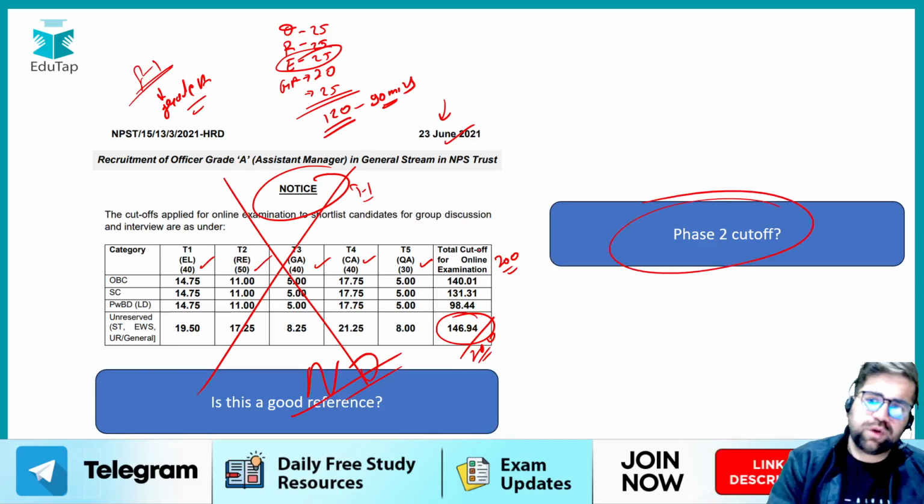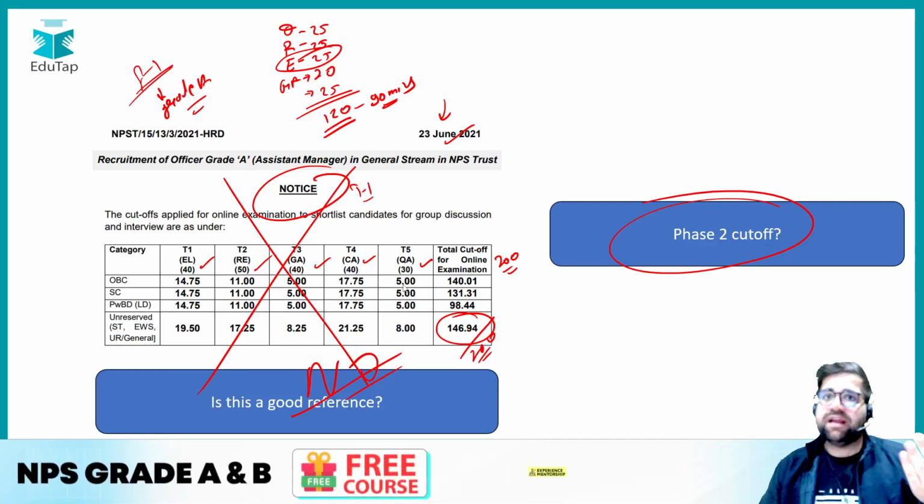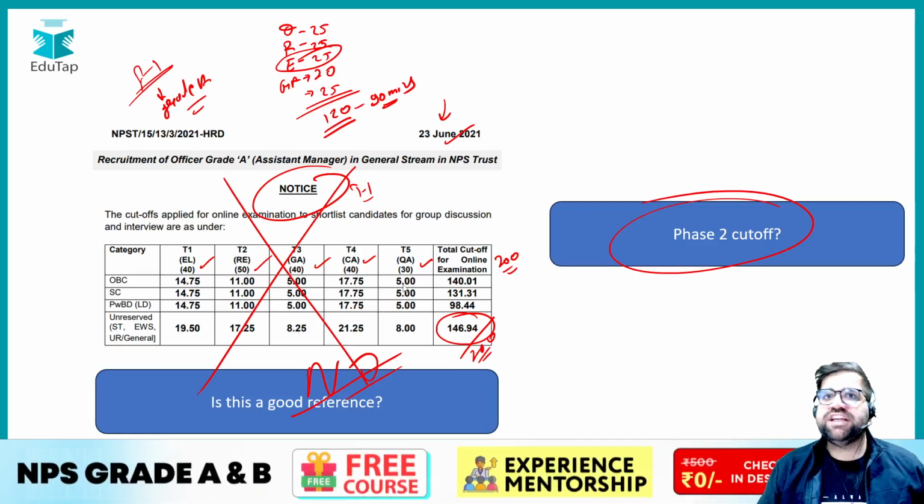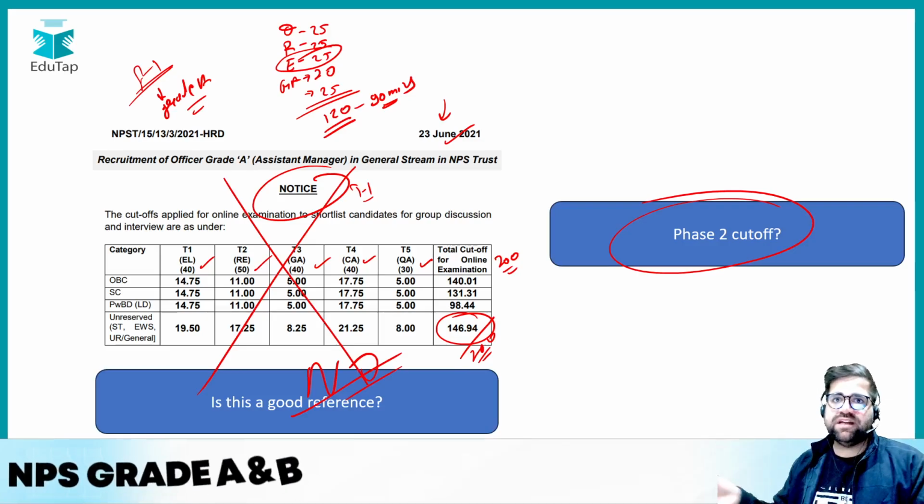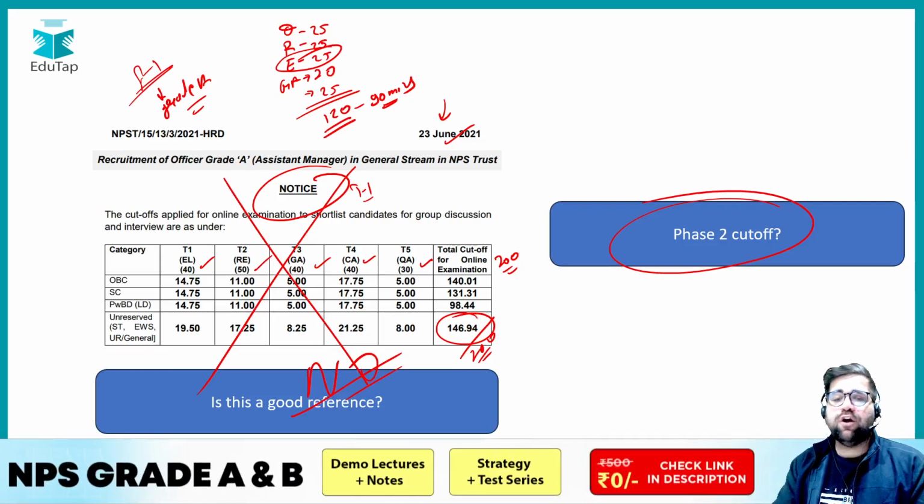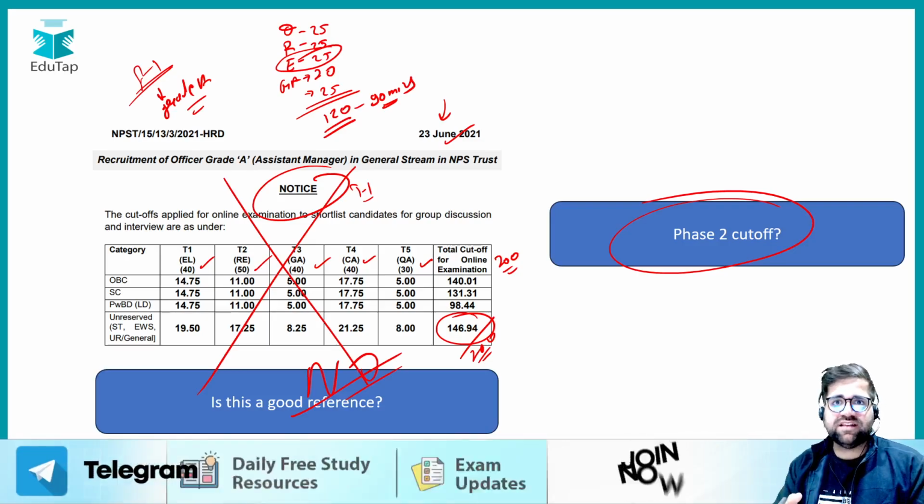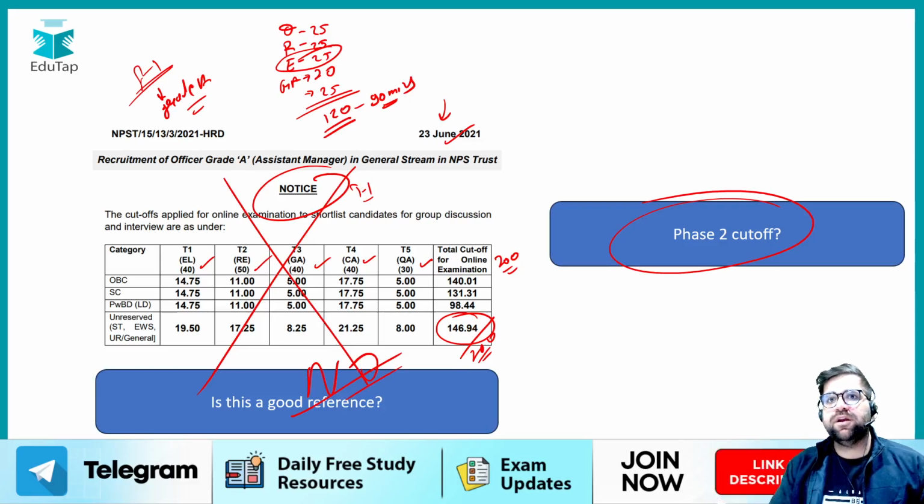But in phase 2, again, the cutoff was provided. But again, if you see, the paper pattern has changed. Now you have 6 specialized subjects, or more than 6 in fact. You have Commerce and Account, Companies Act, Pension, Indian Trust Act, Data Analytics, Statistics. So you have multiple subjects to prepare for phase 2, which you did not have to do in 2021.